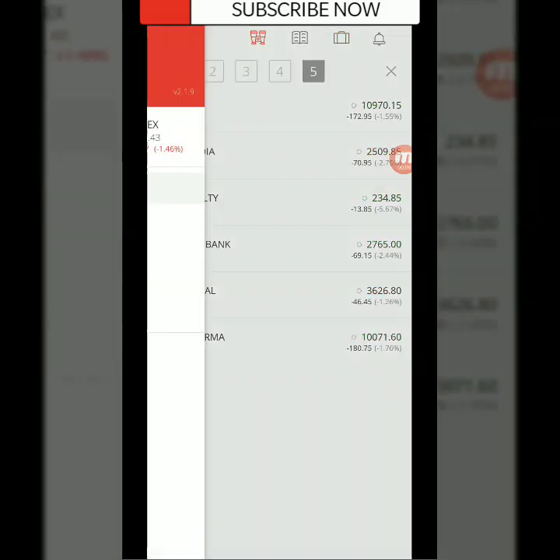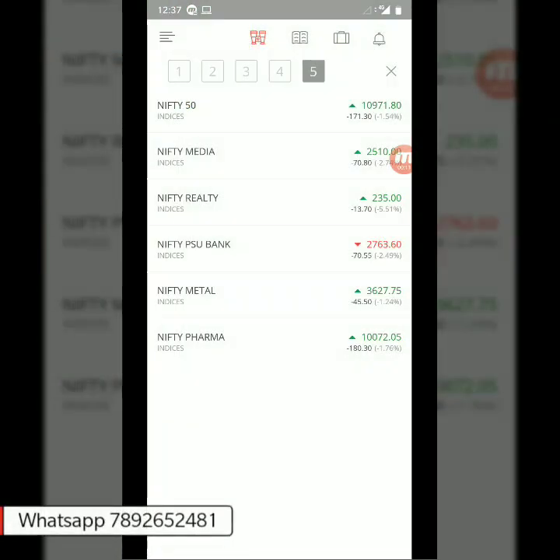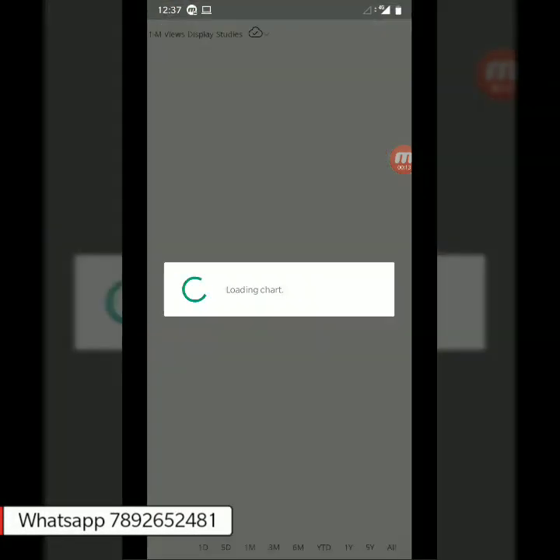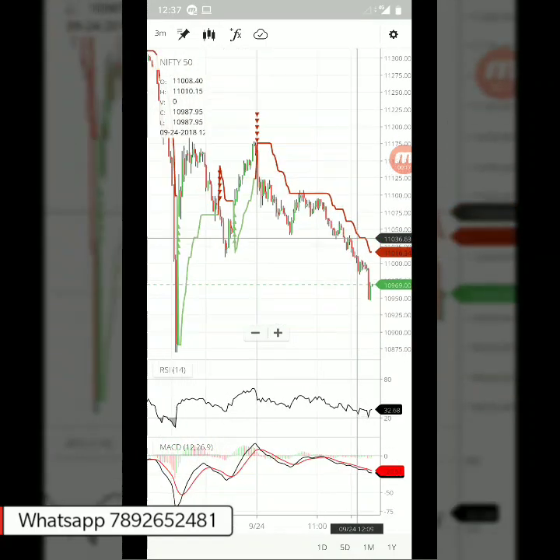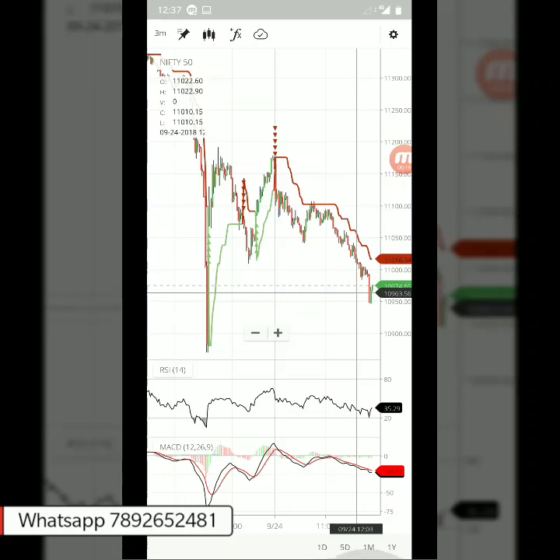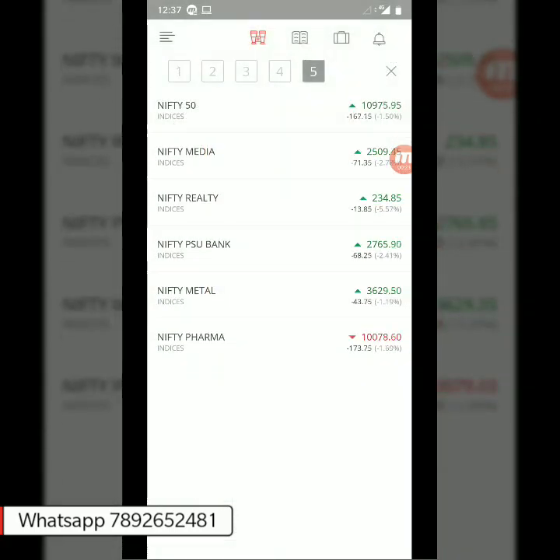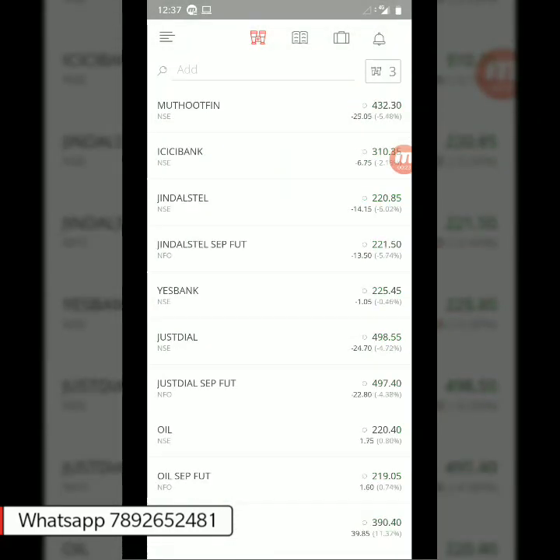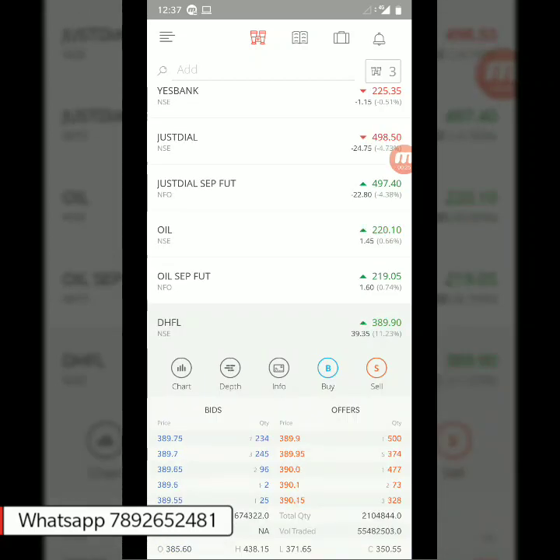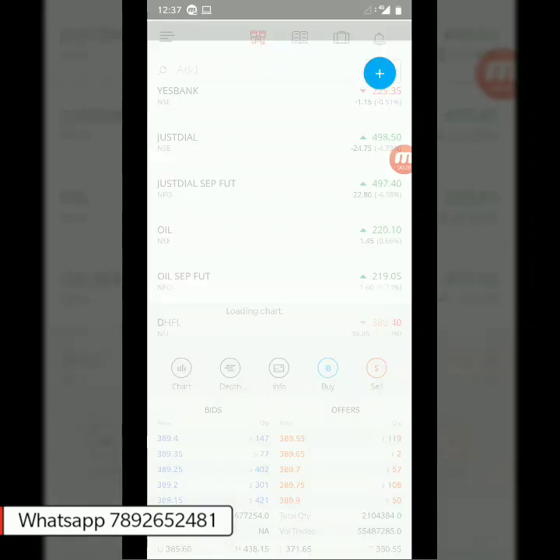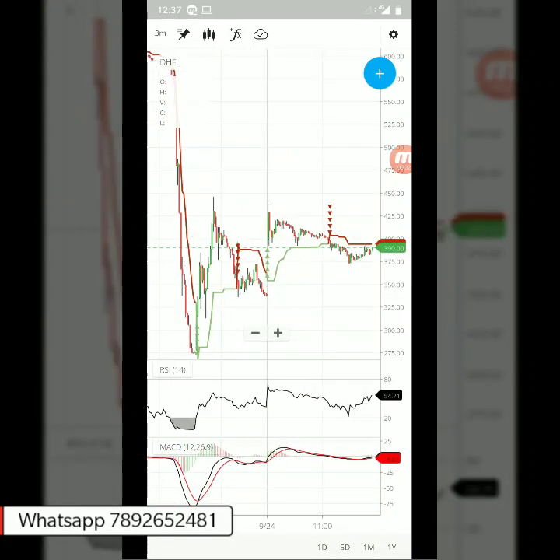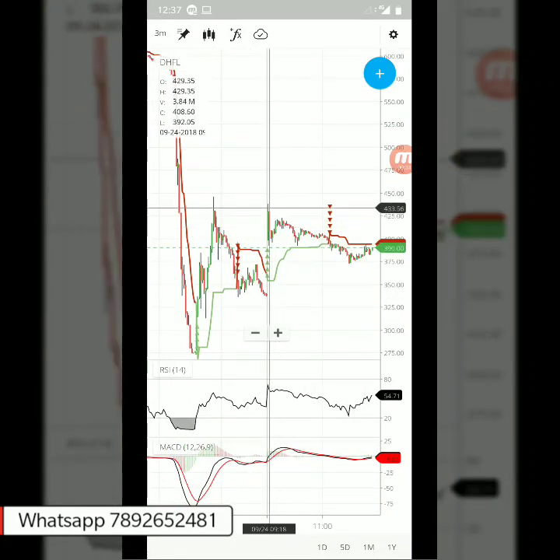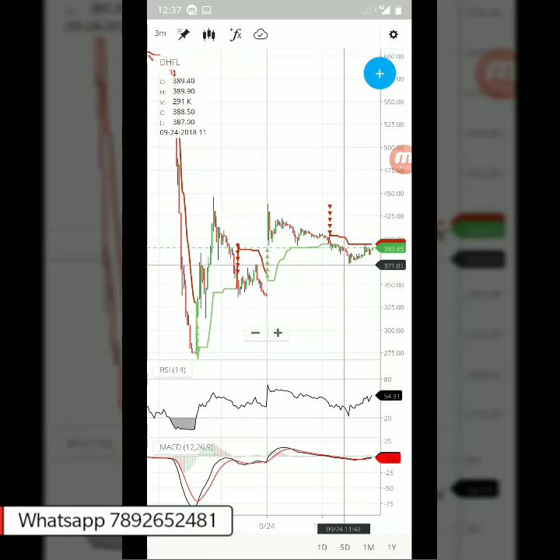See, today the market has fallen already. I just got a bit late. The market has already fallen below 11,000. As you know, DHFL fell very badly the other day, and it's not that it went up today. It was a gap up, and then it started rolling down.